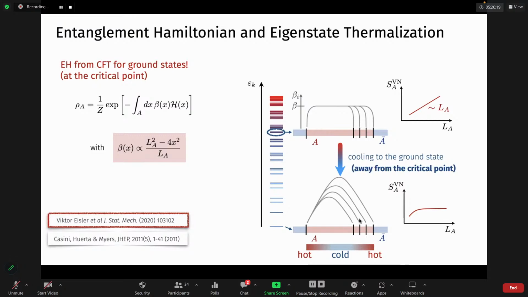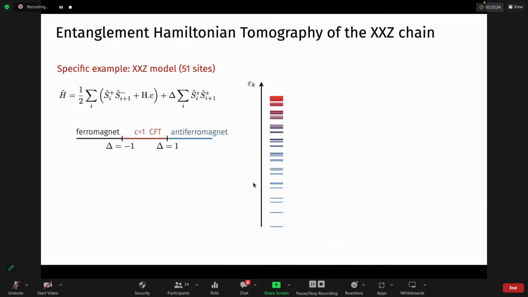Okay, up to this point, I just told you a nice story. I was drawing some pictures. Let's check if this is actually true in practice. Let's do some numerics. What I did here is I just took an XXZ model, a Heisenberg model in 1D, for 51 sites. You will see in a minute why 51 sites, because this is the number of ions our ion trappers have in the trap at the moment.